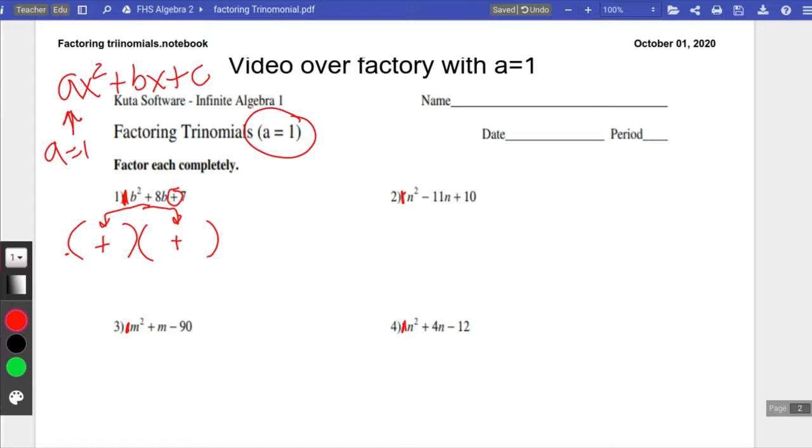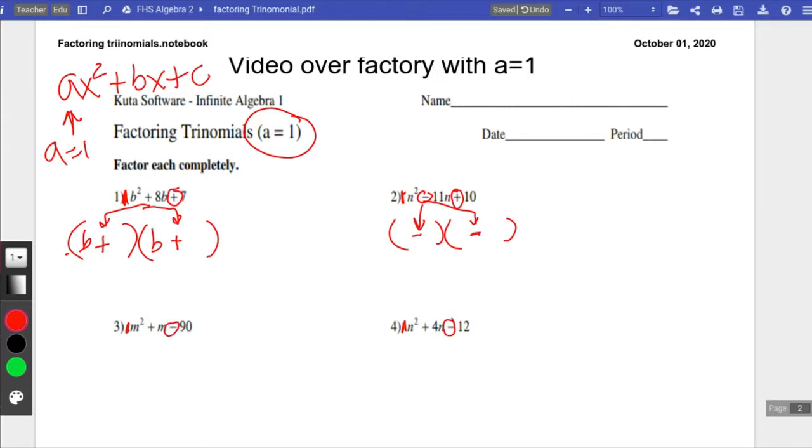And then we're dealing with the letter b squared, so b. Same thing for number 2, right? Because the last number is a plus, you drop the middle sign right here. Now number 3 and number 4 are different. You see that they have minus. We're going to have to deal with that later.